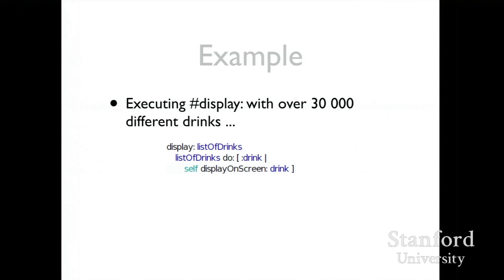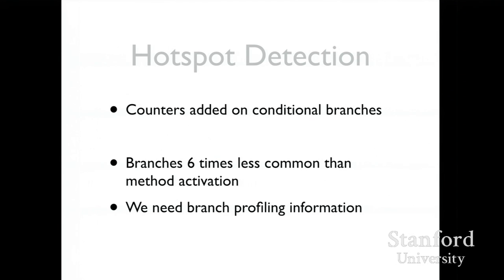So in our example, we will execute the method display with over 30,000 drinks. So as Eliot explained, what will happen is that at some point, the machine code version of the method, which is generated with counters and conditional branches, will detect that this method is frequently used. We added counters and branches because we believe that based on our profiler, it induced less overhead compared to the upper method counter.